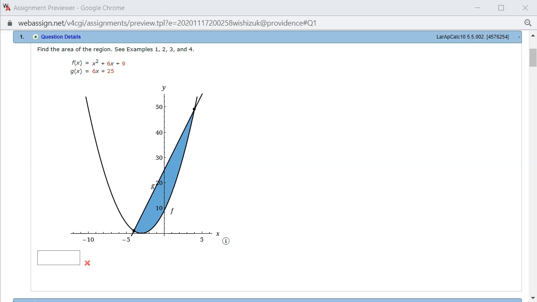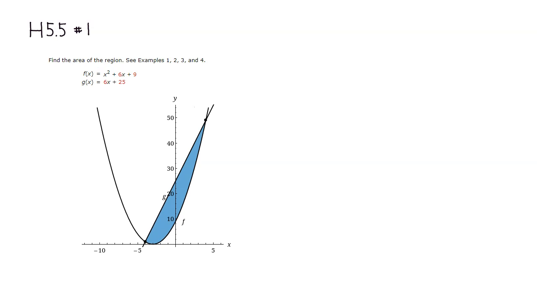All right, let's look at the homework 5.5, problem number 1. We want to find the area of the region between these two graphs, f of x and g of x, and the picture is provided, which is nice. So let's do that. We kind of know from the picture, but let's algebraically find these intersection points.